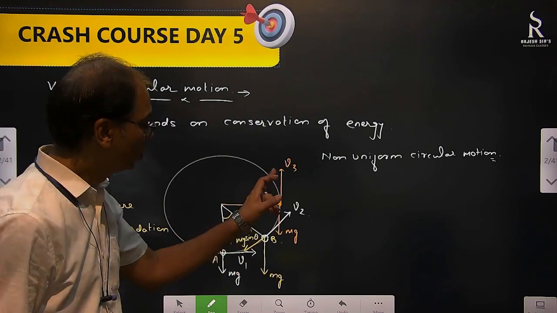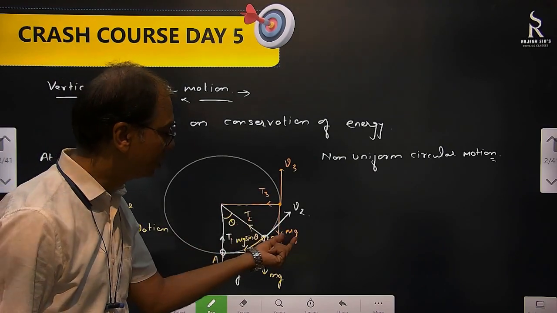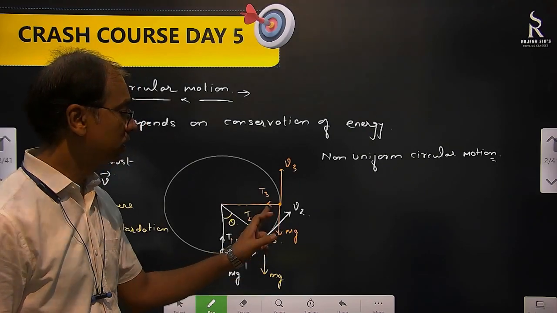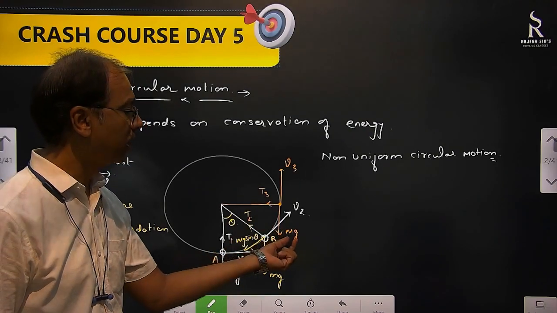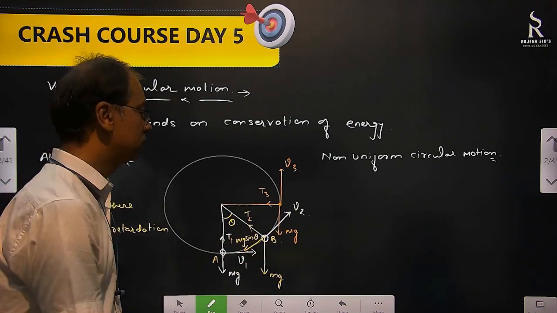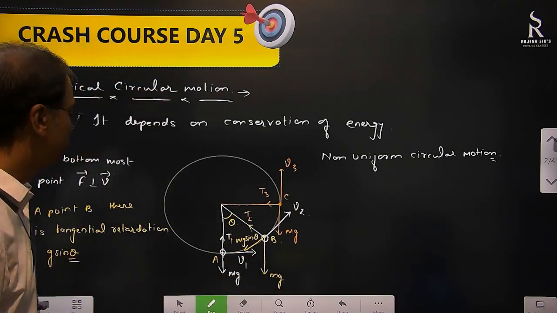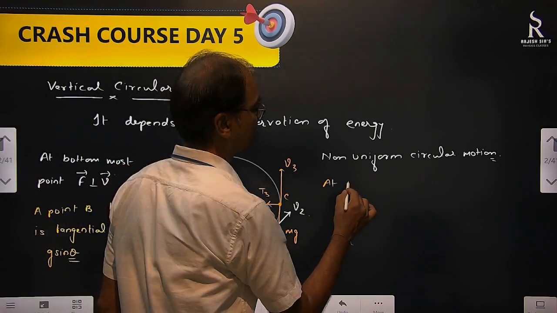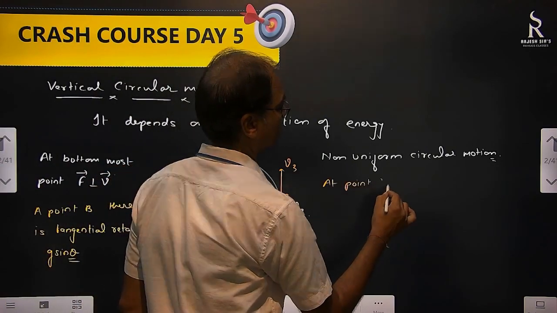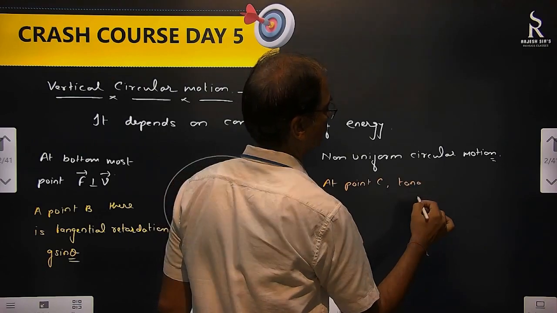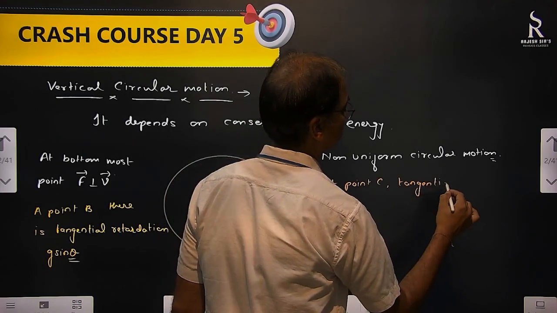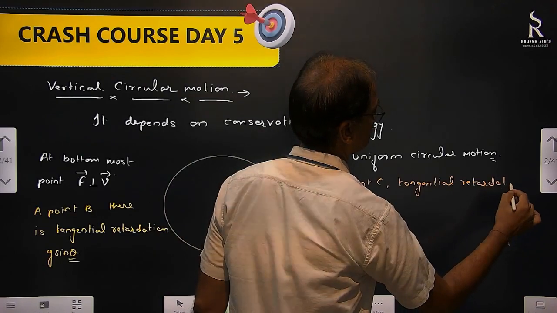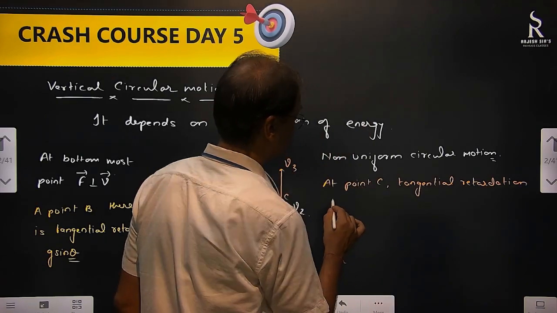Now what is the tangential acceleration? You can see g. So tangential acceleration, or rather tangential retardation, has become maximum here. Here its value is g. If this is point C, then tangential retardation at point C is g.